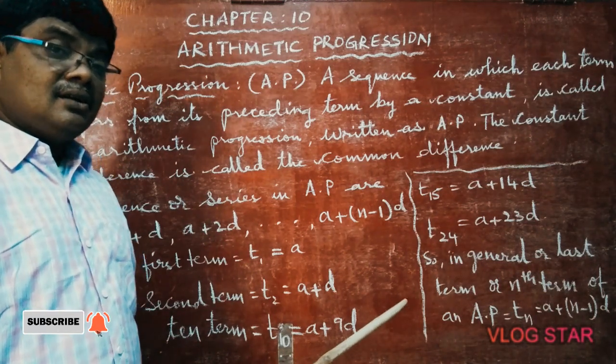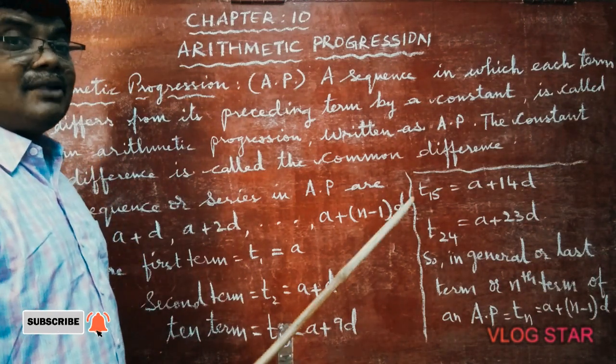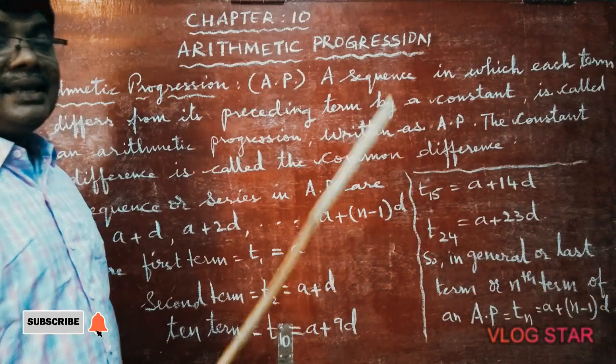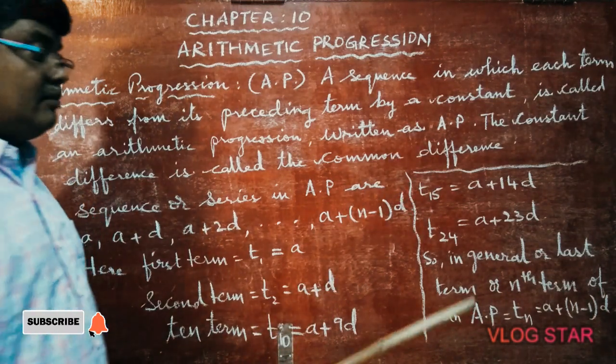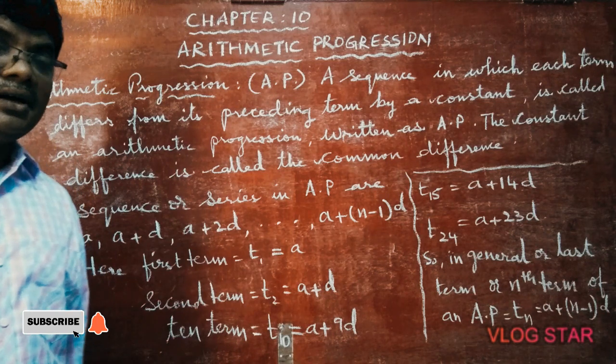T20 means what? 20th term of an AP. How much? A plus 19D. T20 means, don't think, 2020.